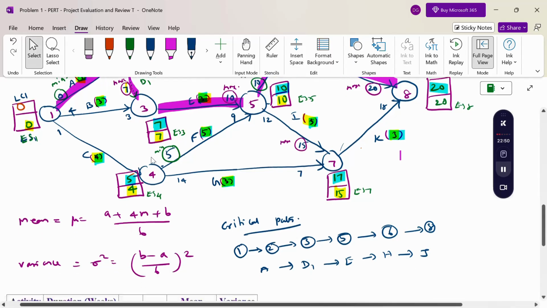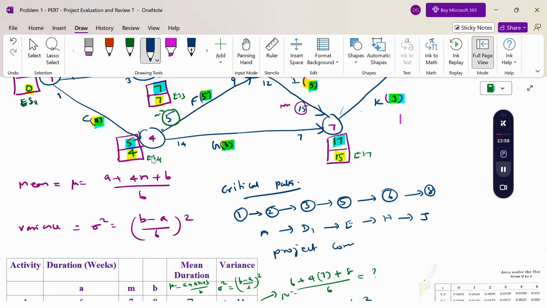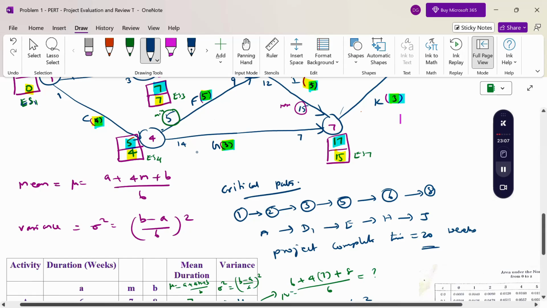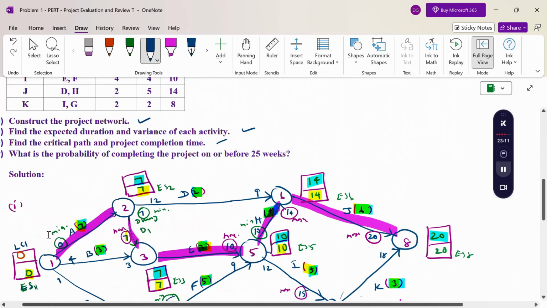And then the project completion time totals 20 weeks. So now, first one, construct the project network, completed. Second, expected duration and variance, completed. Third, critical path and project completion time, completed.